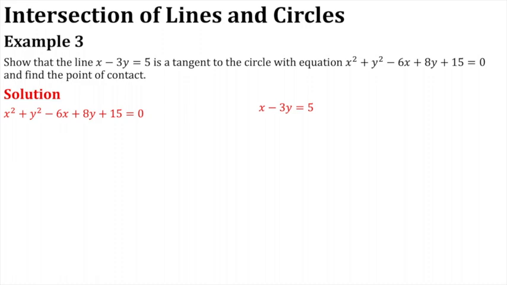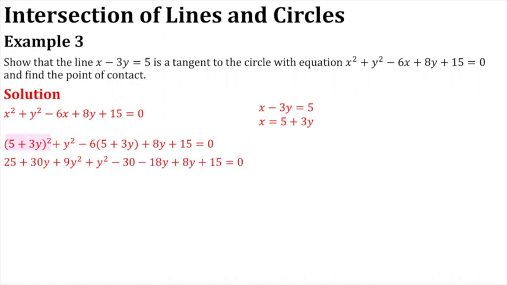So I'm going to add my 3y to both sides of this equation, and that will give me x equals 5 plus 3y. And that then allows me to substitute that into the equation of the circle, and it'll leave me with one variable. At the moment I've got x and y, and I can't do anything with that. But if I substitute 5 plus 3y in instead of x, then I will only have the one variable, which is y. So substituting will give me 5 plus 3y all squared plus y squared minus 6 times 5 plus 3y plus 8y plus 15 equals 0.